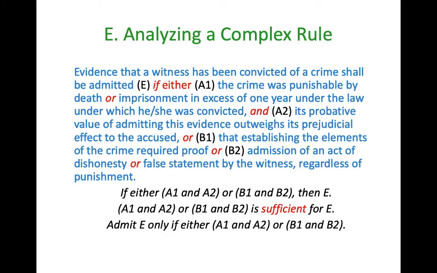We could also say A1 and A2 or B1 and B2, right? The conjunction of the two, either the conjunction of the A's or the B's, is enough or sufficient for evidence being admitted. Third way to say it is we can admit the evidence only if either A1 and A2 is the case or B1 and B2 is the case. So this is how logic helps us in legal reasoning.